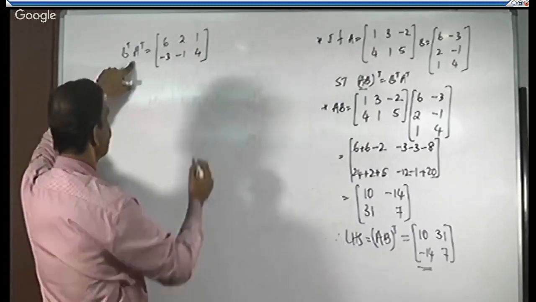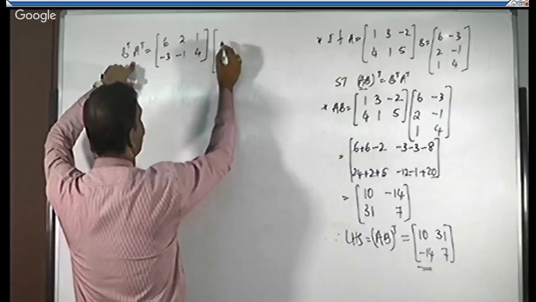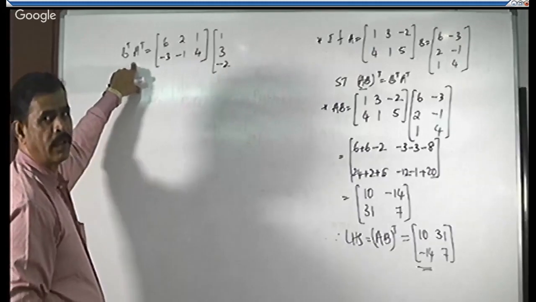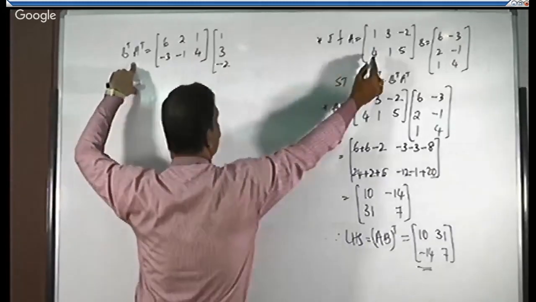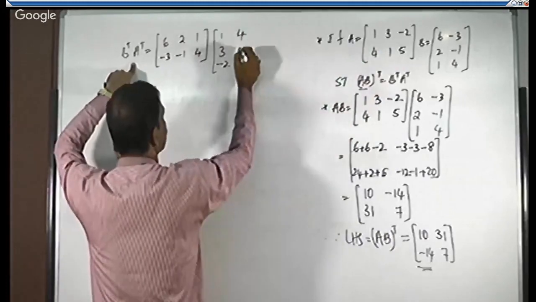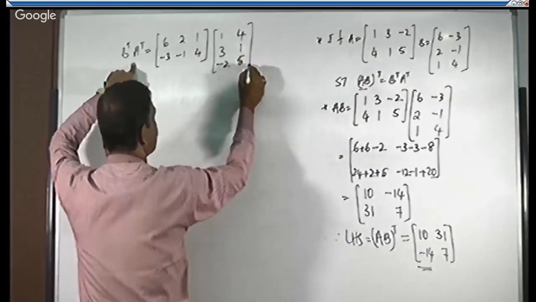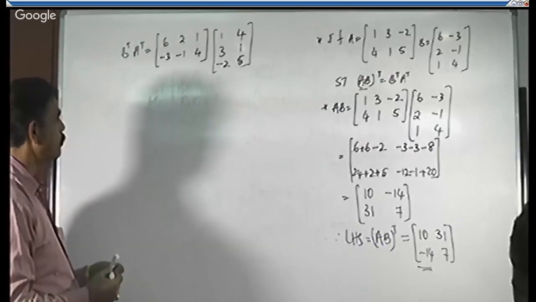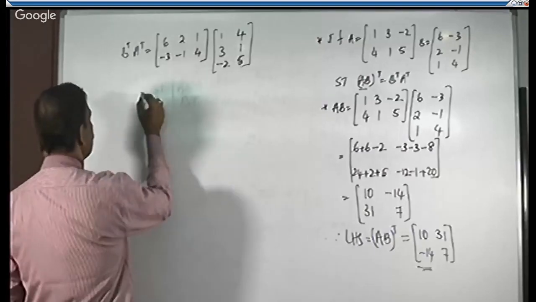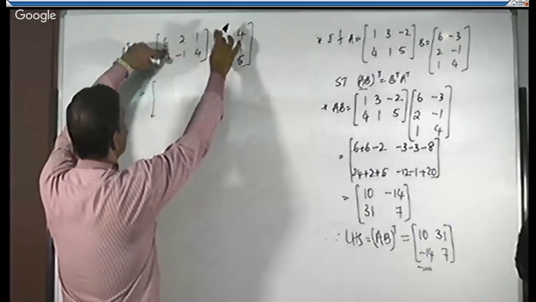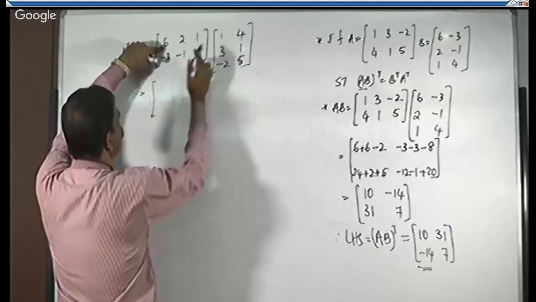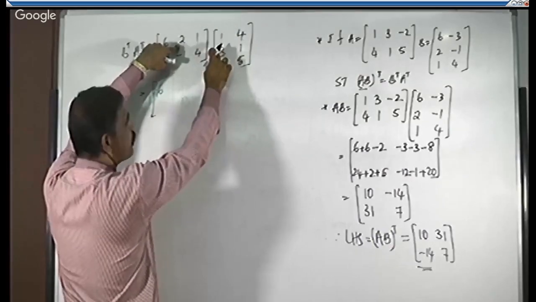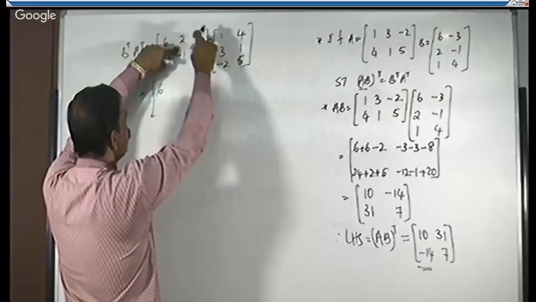Okay. Next, A transpose. What is A transpose? 1, 3 minus 2. First row is made as first column. Second row, 4, 1, 5 is made as second column. Right? Then multiply. What is multiplication? It is rows into column. Okay. See, first row, which is multiplied with first column, 6 into 1, 6. Move to the next element in the row. Here, move to the next element in the column. That is, multiply them. 2 into 3, 6.